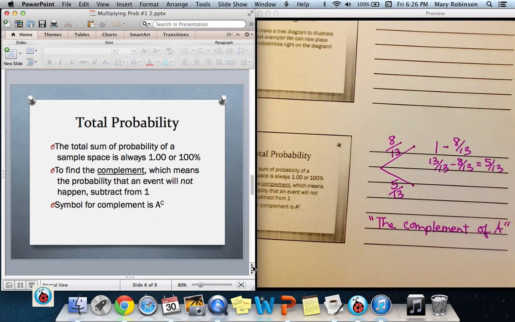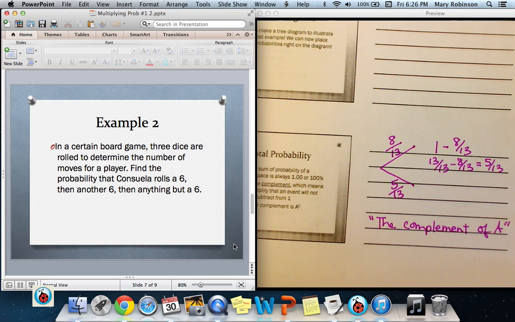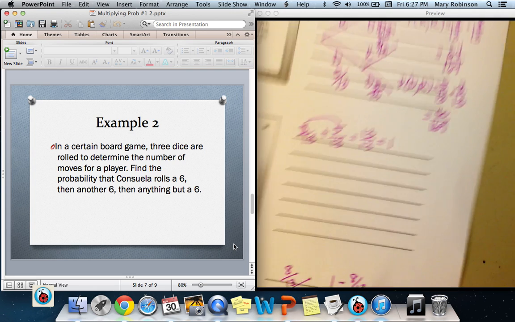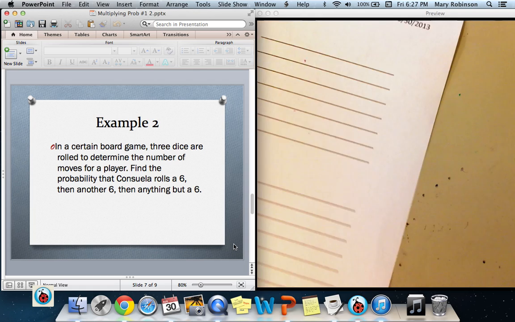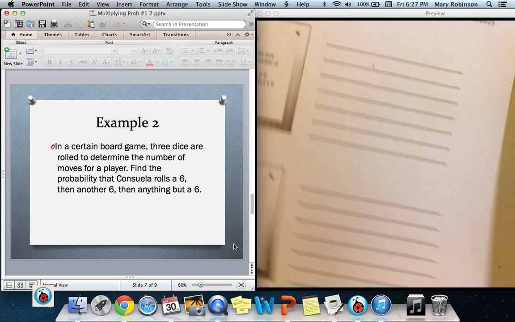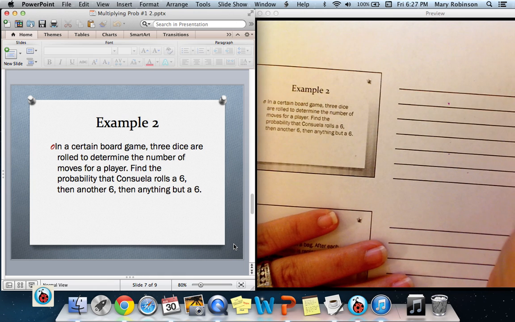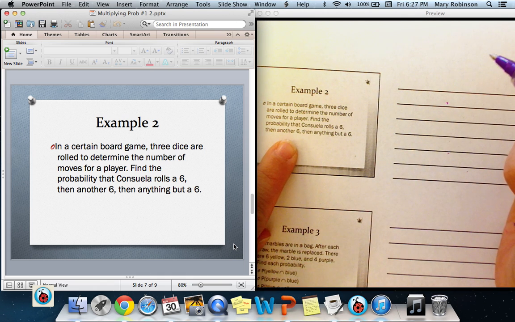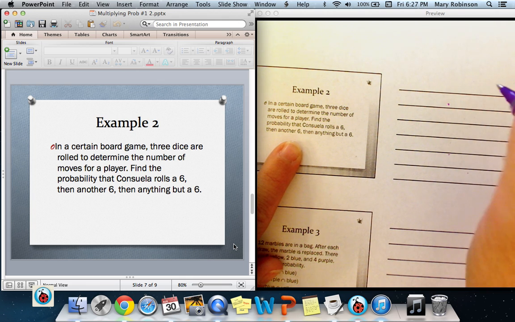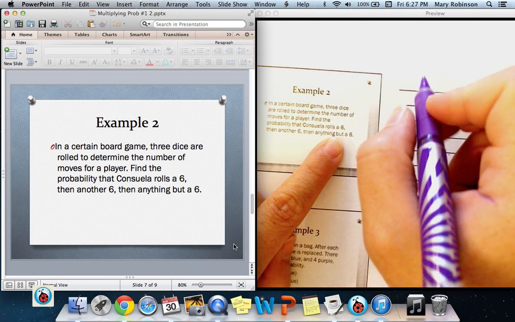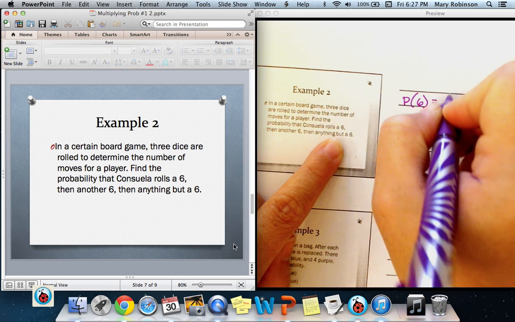Let's move on to our next example. In a certain board game, 3 dice are rolled to determine the number of moves for a player. Find the probability that Consuelo rolls a 6, then another 6, then anything but a 6. To find these probabilities, we would need to consider the probability of each simple event individually. So if she first rolls a 6, we know that there are 6 possible numbers, 1, 2, 3, 4, 5, and 6. The probability that she rolls a 6 is 1 out of 6.